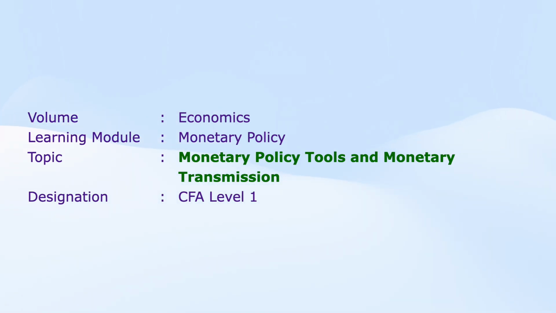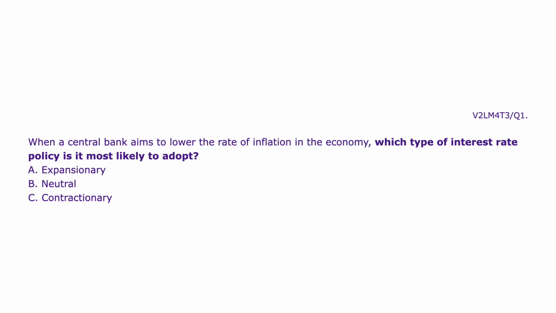Topic, Monetary Policy Tools and Monetary Transmission. When a central bank aims to lower the rate of inflation in the economy, which type of interest rate policy is it most likely to adopt? A. Expansionary. B. Neutral. C. Contractionary.